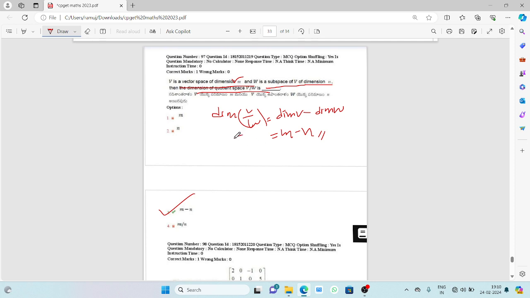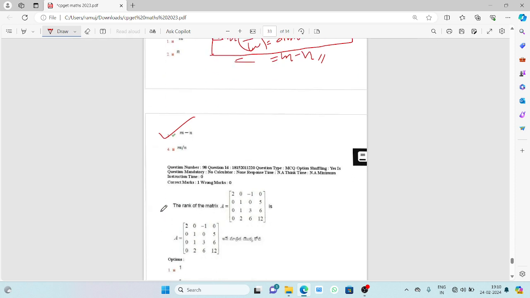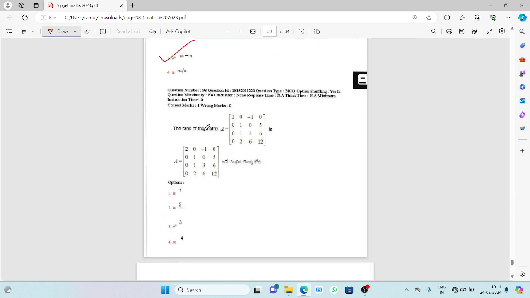If you remember these types of formulas or statements, you directly get the answer. So the third option is the correct one for this question. He is asking the rank. I think this is the third question using rank. You should be careful and solve more questions on rank, because he asks many questions using rank only. So you need to know what approach to use for finding the rank.